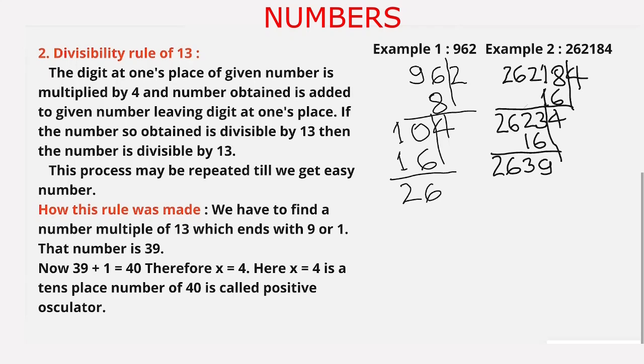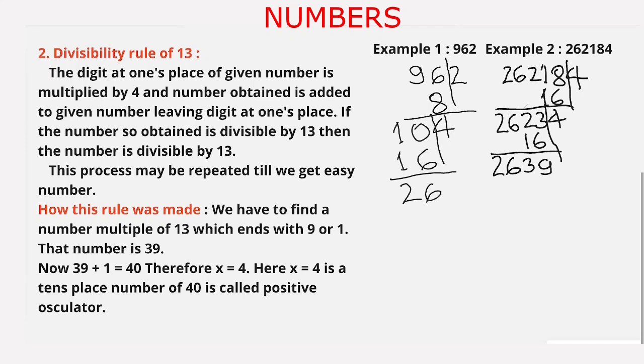2639. Now 26 is divisible by 13. Then again the remainder will be 39. That is also divisible by 13. But still this number is large. And if you want to make it an easier number, then we repeat the process again.